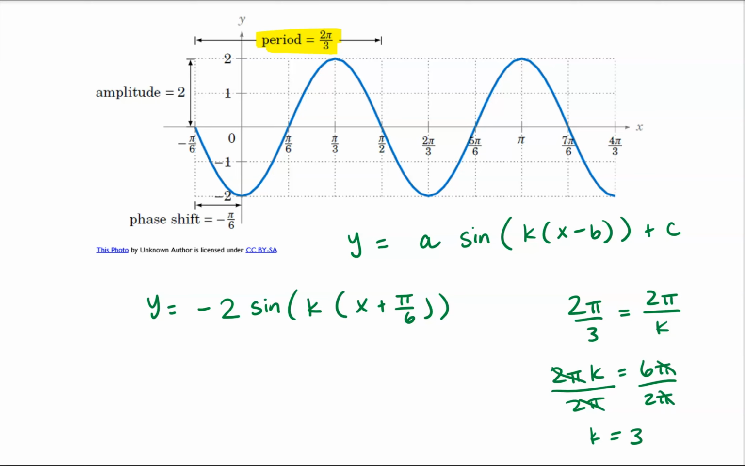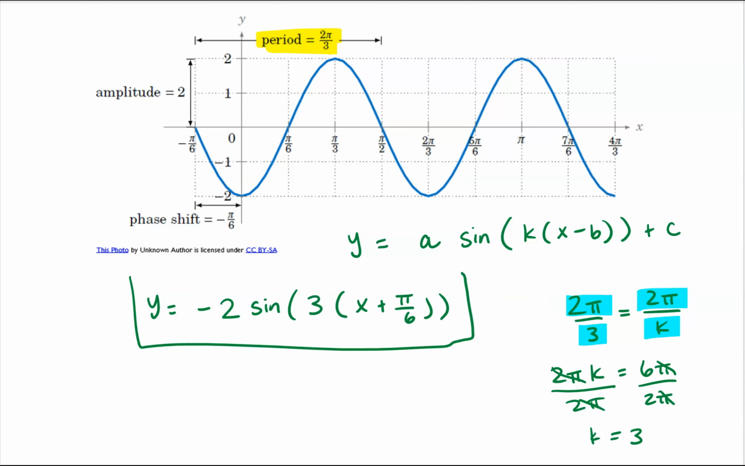Also, I could have done this in a much shorter way, because notice that these numerators are exactly the same, which if these fractions are equal would imply that these denominators would have to be the same. So I basically did all of that work, and it was unnecessary to see that our k value is 3. So in my equation now, I'm going to replace that with 3, and this is our final answer for this question.